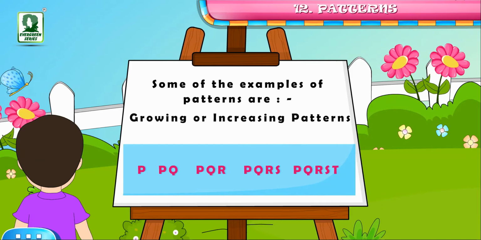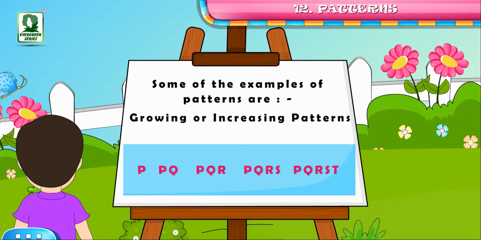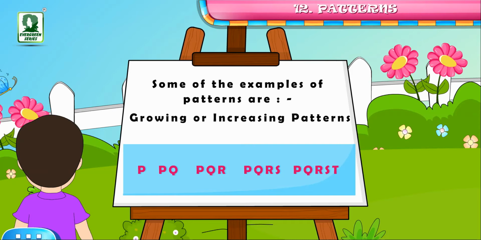P, then PQ, then PQR, then PQRS, then PQRST. This is also a growing or increasing pattern, adding 1 alphabet with each step according to the alphabetical order.